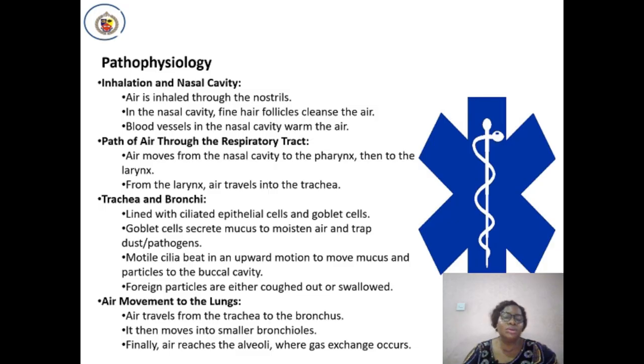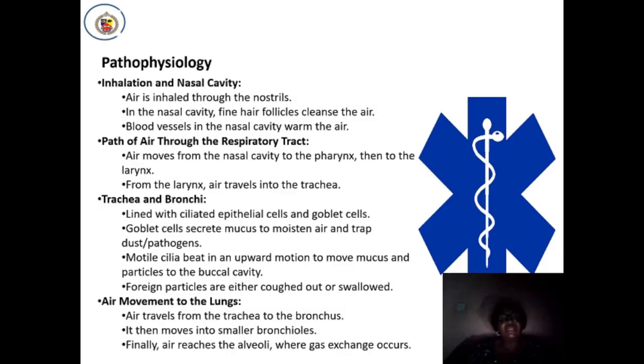Air movement to the lungs. Air travels from the trachea to the bronchus. It then moves into the smaller bronchioles. Finally, air reaches the alveoli, where gas exchange occurs.